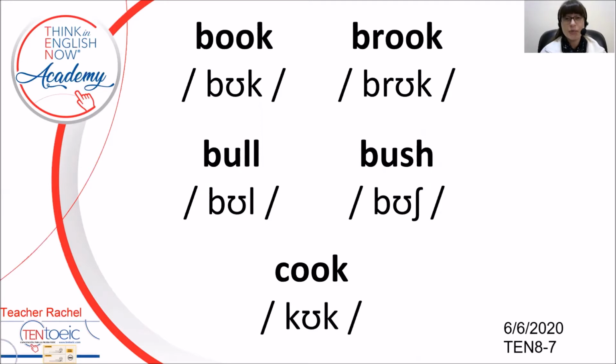Bush. This is a plant. It's smaller than a tree. A tree is tall. A bush is smaller and it's round. And sometimes there is fruit that grows on a bush. For example, a blueberry bush or a blackberry bush. So sometimes it grows fruit.